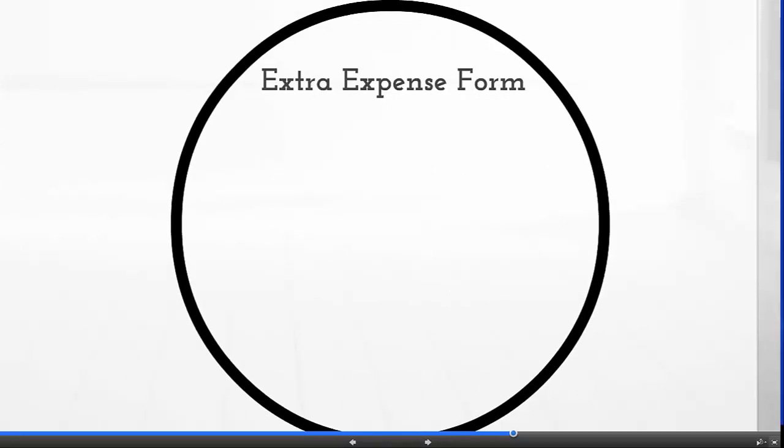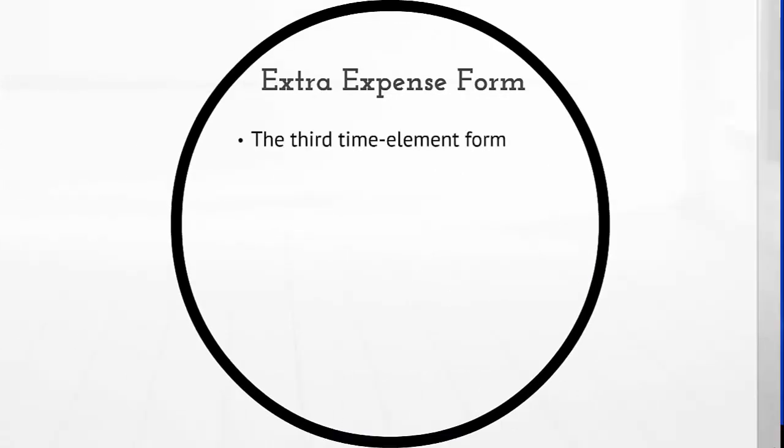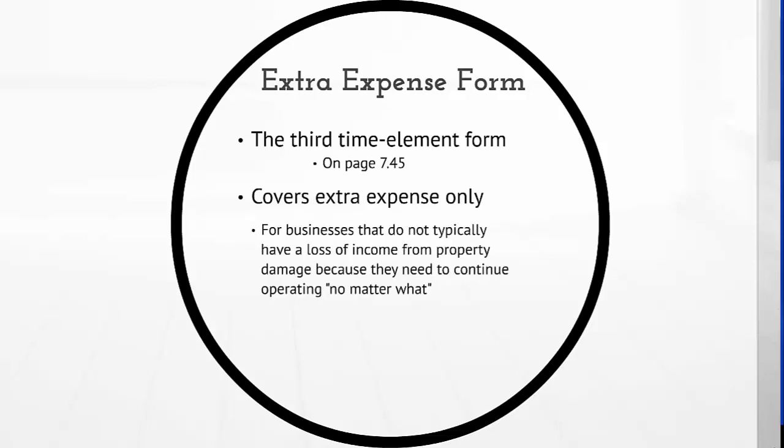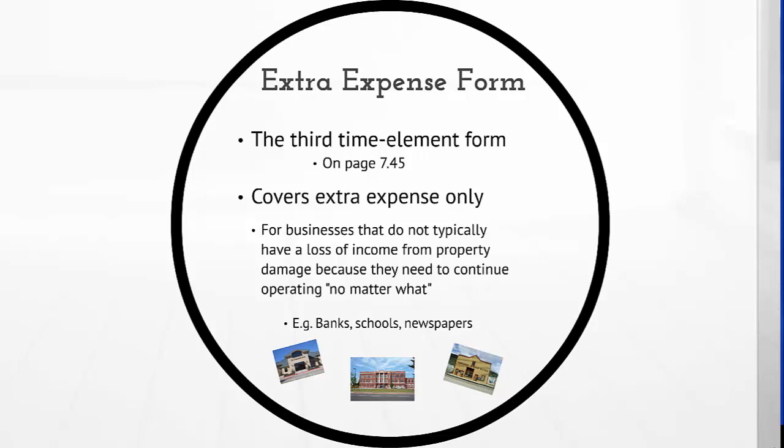Now let's talk about the extra expense alone form. This is the third time element form or third business income form. Remember that it covers extra expense only. Businesses that do not typically have a loss of income from property damage because they need to continue operating no matter what might decide to purchase this form instead of a business income or business income and extra expense form. For example, banks, schools, and newspapers might all need to purchase this kind of form because any interruption in the business could be completely devastating for the business's future.